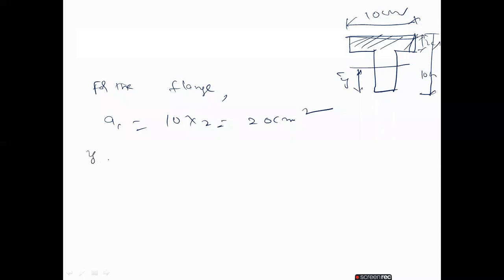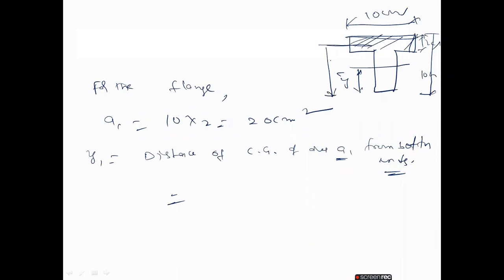Now what about Y1? Y1 is nothing but the distance of center of gravity of area A1 from bottom end. This is total 10. If you remove this 2 for the flange, it is up to here, that is 8 centimeters, and the center of this flange is 2 by 2, we will get 1. So here I will get 8 plus 1 equal to 9 centimeters.